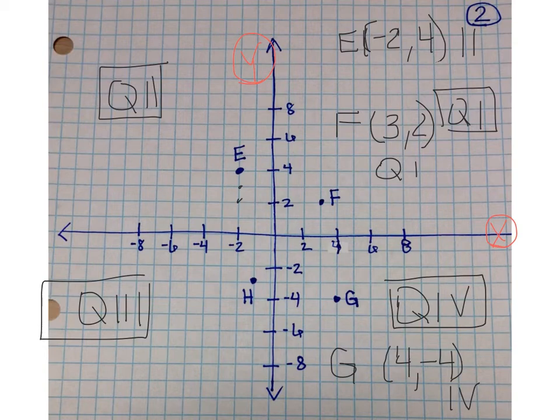Now let's label H. So H, we go 1 to the left, which is a negative 1. And then we're going to go down, which is also negative 1, 2, 3. So its coordinates are negative 1, negative 3. And it is in quadrant, as you can see right above it, 3.